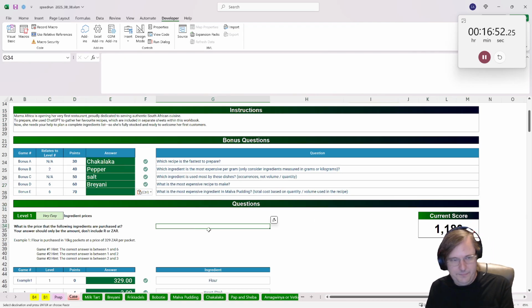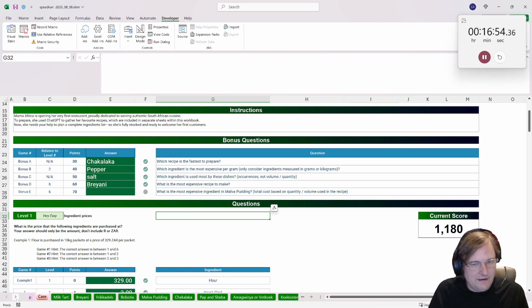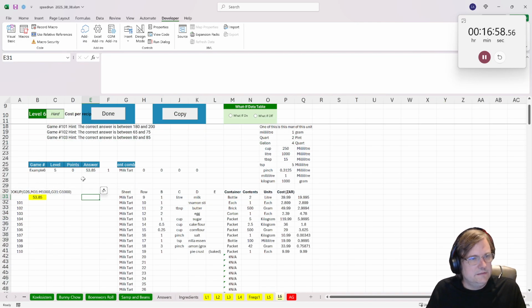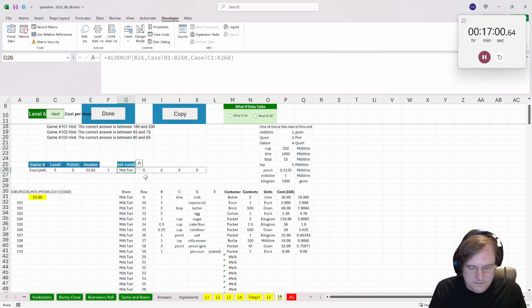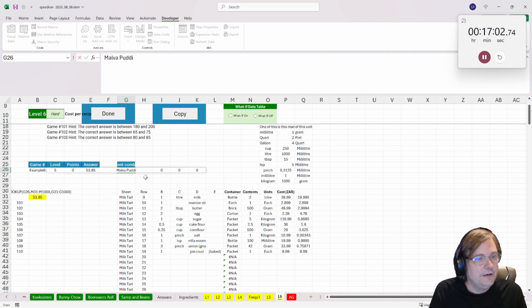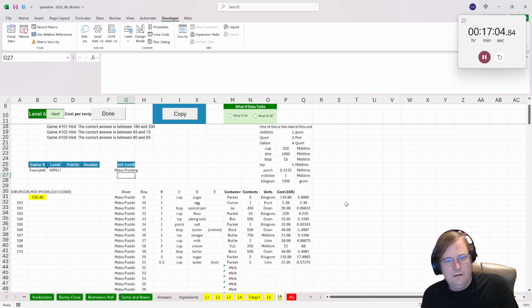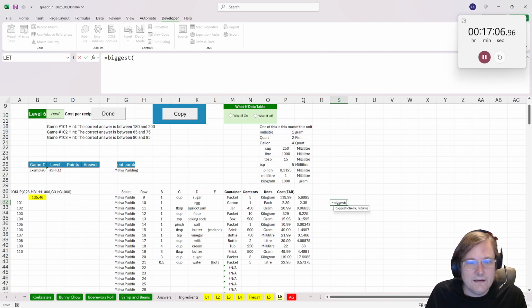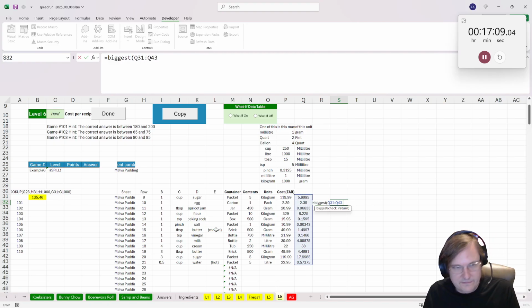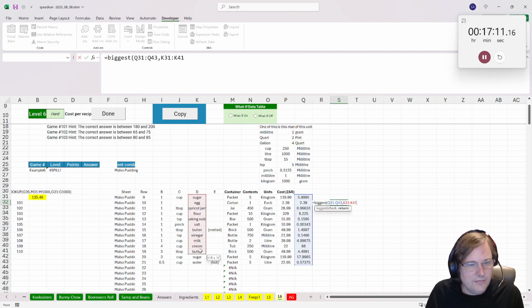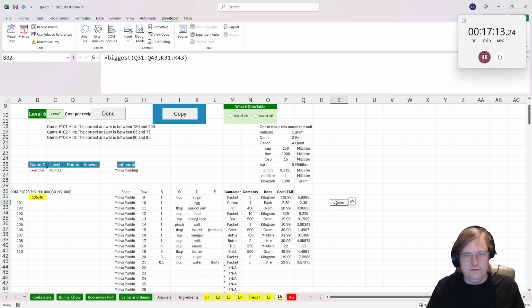And the most expensive ingredient in the Malva pudding is, Malva pudding, is the biggest of this on this. It's cream.